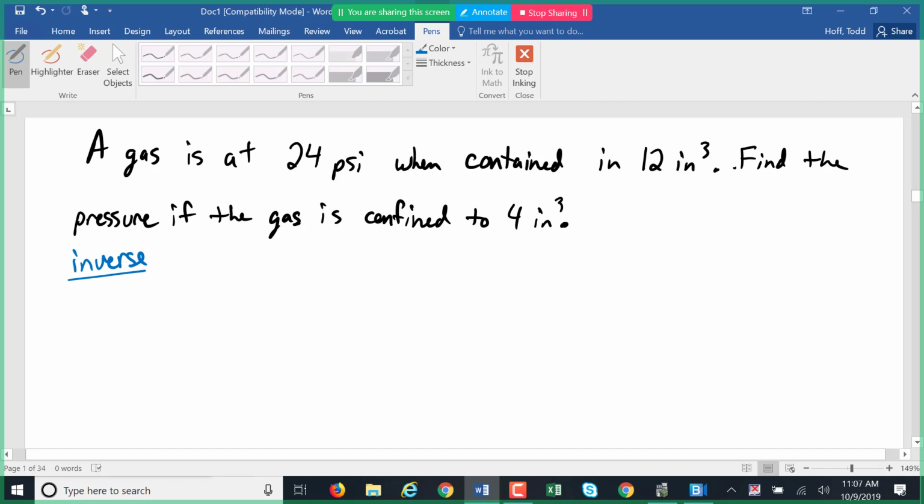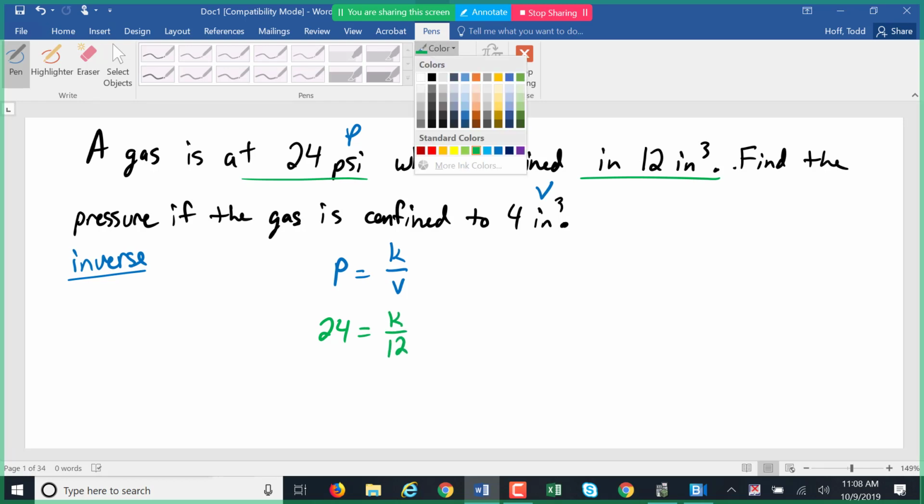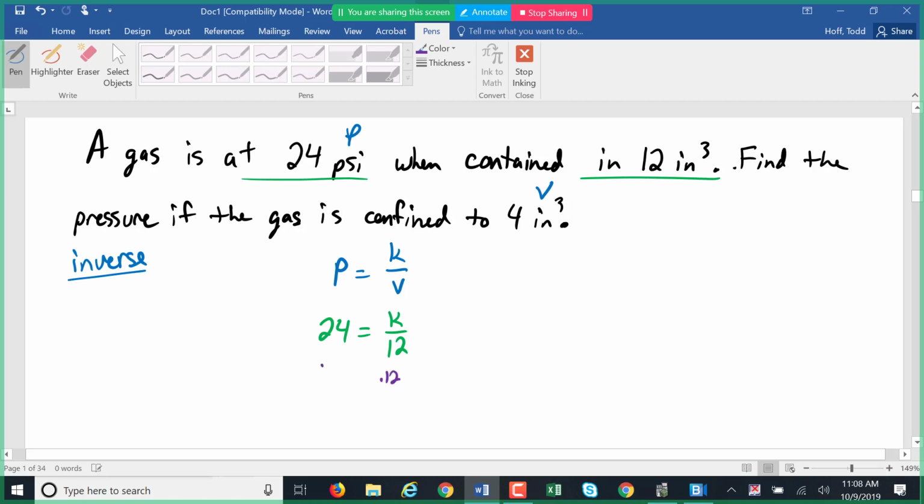So rather than x and y, I am going to use P for pressure and V for volume. So the pressure is equal to a constant divided by the volume. Now we were given 24 psi when it's 12 cubic inches. So 24 equals a constant divided by 12. We solve that by multiplying by 12 on both sides. We get 288 equals our constant. So this equation is really that the pressure equals 288 divided by the volume.